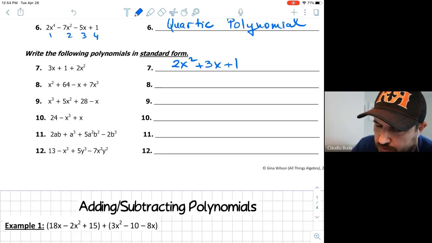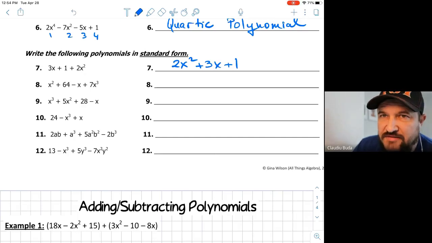So the first one, highest exponent, x squared. Then the second one is x to the first power, which we don't have to write the power for. And then plus 1. That is the constant. The constant always lasts, to the right.